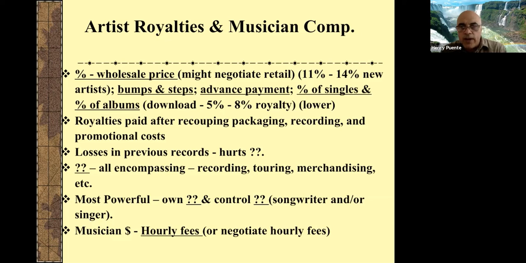because retail price is oftentimes elevated by 50%. And so obviously you want to make a percentage off of a $17 retail sale versus an $8 wholesale sale. It can vary between a percentage of the wholesale price, let's say it's $10, or a percentage of the retail price, which would then be $20. Generally speaking, for new artists, 11 to 14% is kind of the norm. But of course, a new artist can certainly negotiate more than 14%. It really depends on who the artist happens to be.